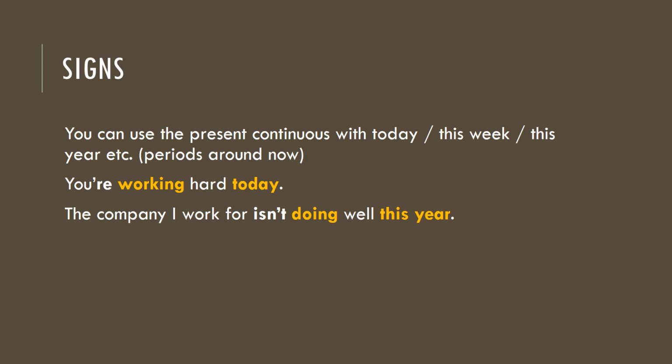Now another sign. You can use present continuous with the verb if there are certain expressions in the sentence, such as today or this week or this year, etc. So periods around now. See these examples. You are working hard today. Or the company I work for isn't doing well this year. Here we see this year. This does not mean next year or that we use future time. No, this is present continuous. This is a very easy sign: whenever you see words, periods of time such as today, this week, at the moment, this year, anything that appears to be now, you use present continuous.